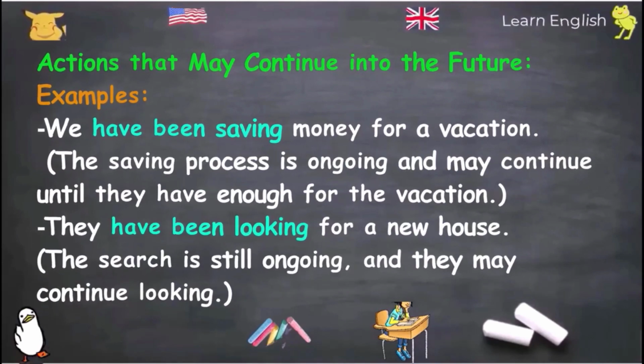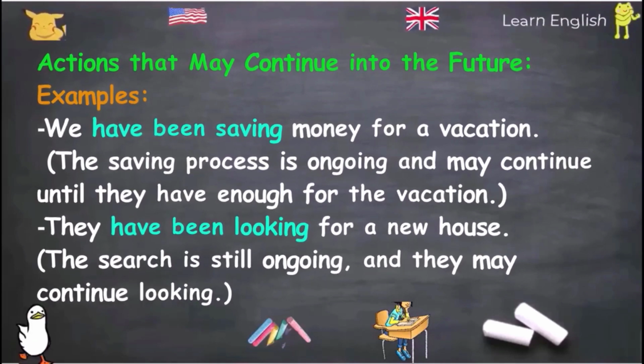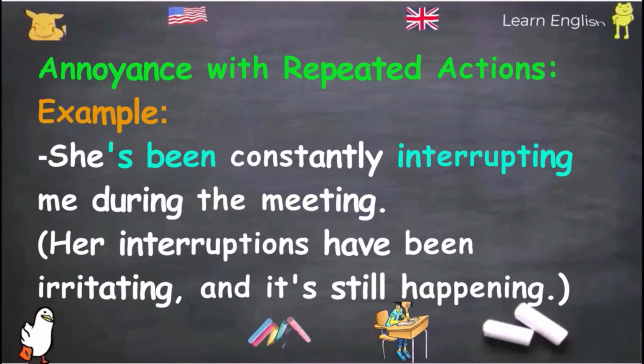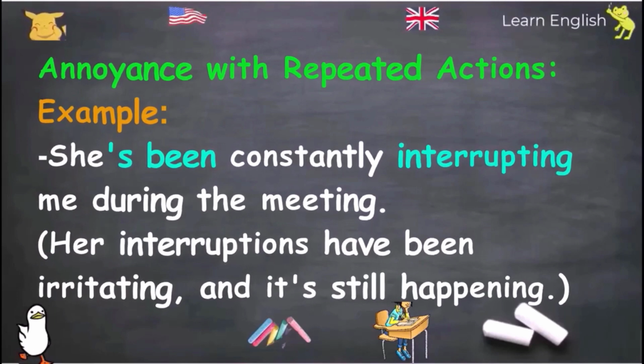Actions that may continue into the future. Examples. We have been saving money for a vacation. The saving process is ongoing and may continue until they have enough for the vacation. They have been looking for a new house. The search is still ongoing, and they may continue looking. Annoyance with repeated actions. Example. She's been constantly interrupting me during the meeting. Her interruptions have been irritating, and it's still happening.